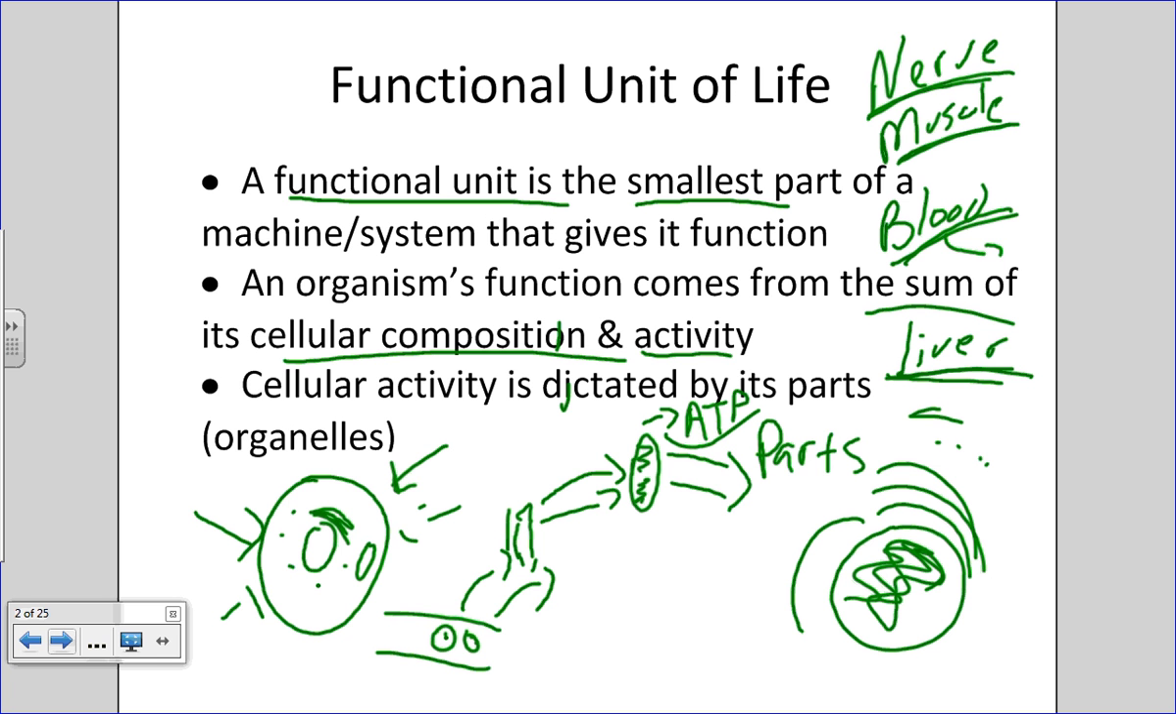Or a cat, or a dog, or a frog. All these other living biologic animals are composed of cells as well, very similar cells to us. And as I mentioned before, the activity of a cell is dictated by the parts of the cell, the organelles. Like I said, we'll talk about the different parts more specifically towards the end of the chapter, but you're going to learn that cells have all these very basic parts, for the most part. Not all cells have all of these, but in varying amounts.